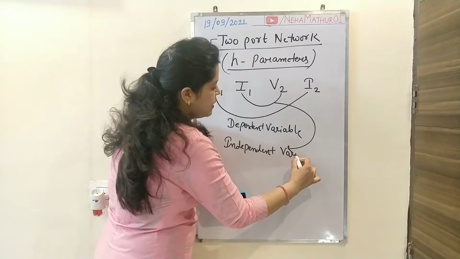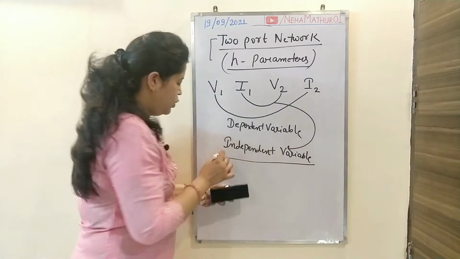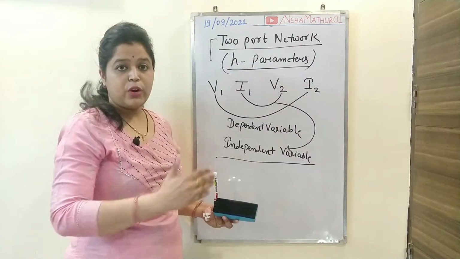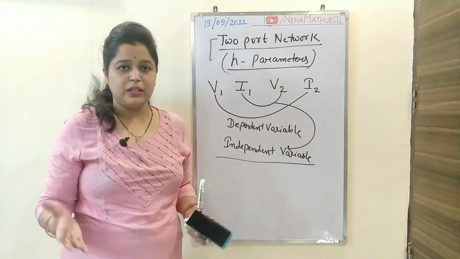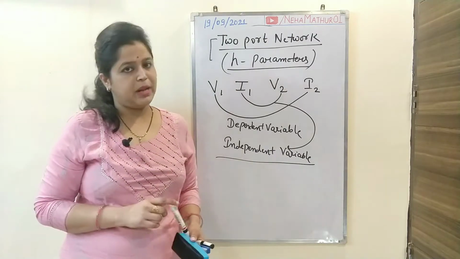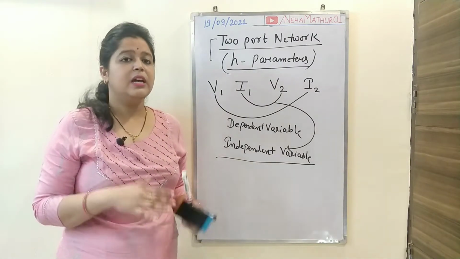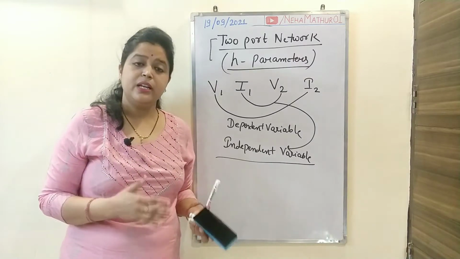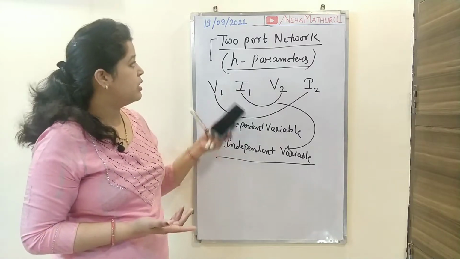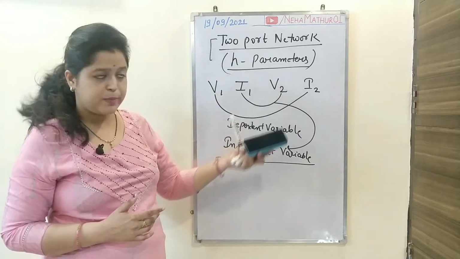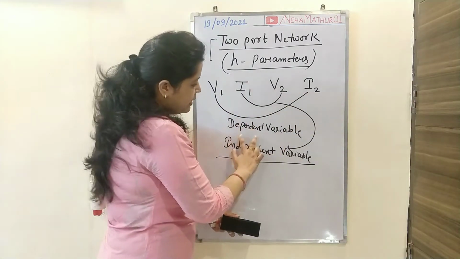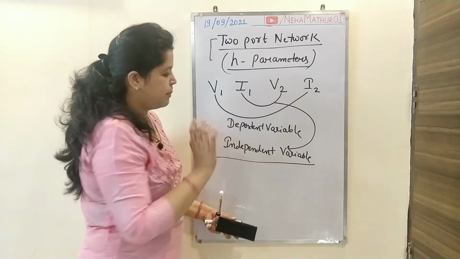If you are following my previous videos, then you will find one conclusion: as we are discussing all the parameters, the dependency of all those variables is different for all the parameters. Likewise for the Z parameters, dependent and independent variables were different. Similarly for Y parameters, T dash parameters, and like from all those parameters we have H parameters, and for this parameter V1 and I2 are dependent variables while I1 and V2 are independent variables.